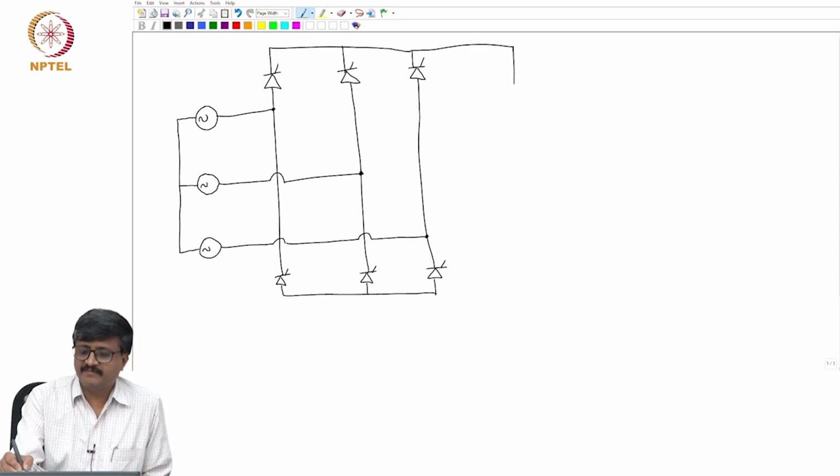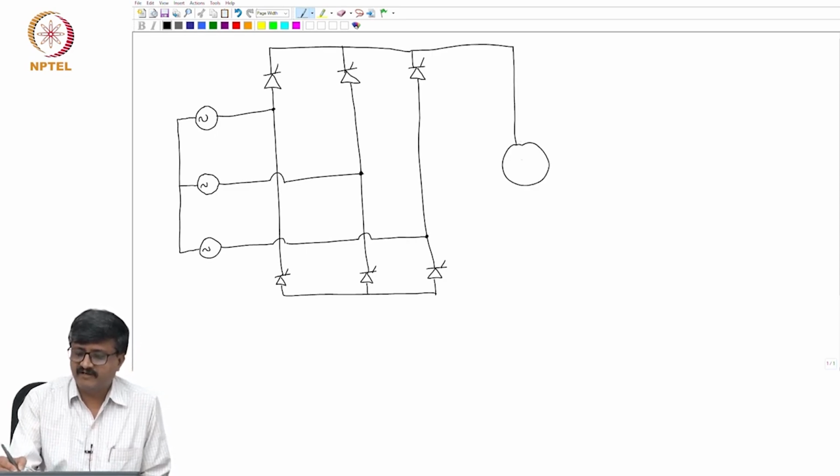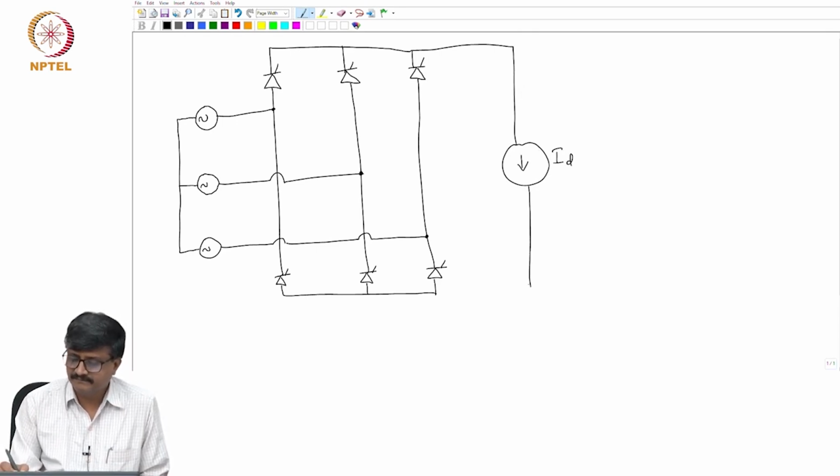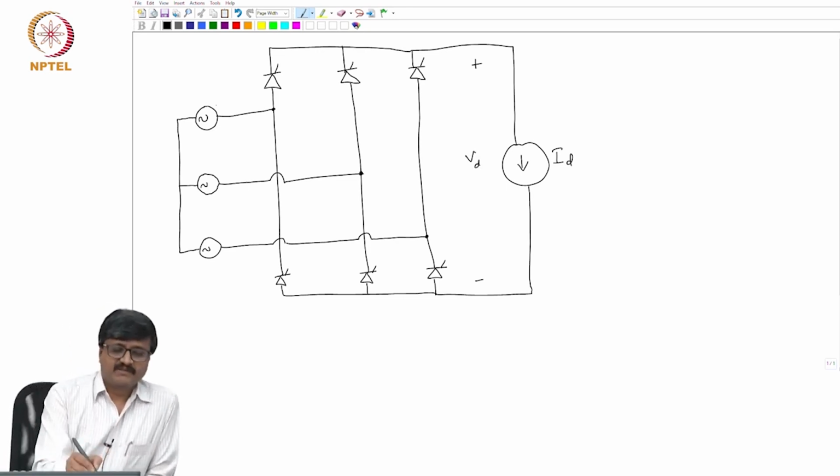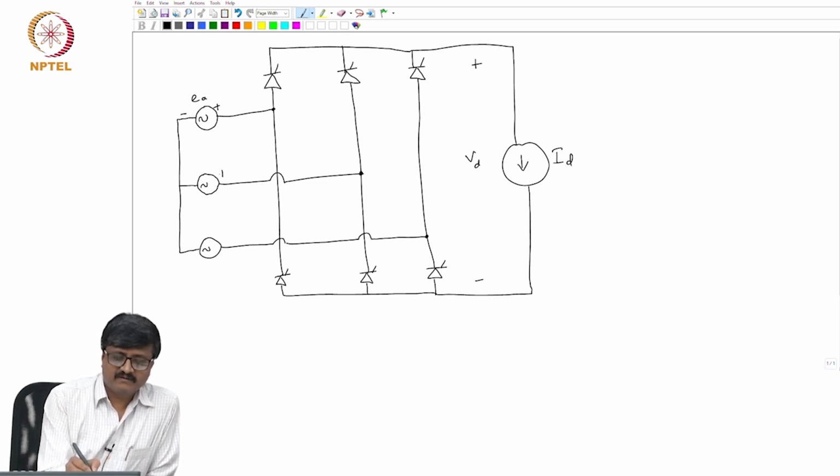The DC side is represented by a constant current source ID. The voltage across the DC side terminals is VD. So, the voltages on the AC side are EA, EB and EC.